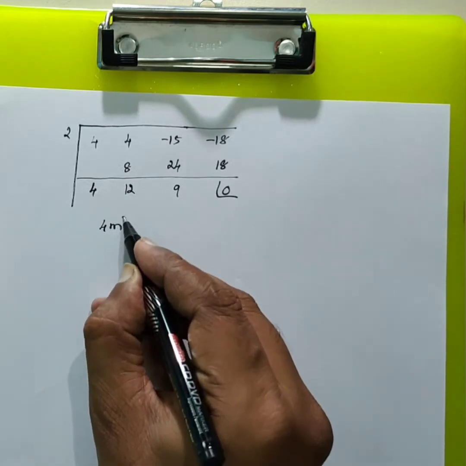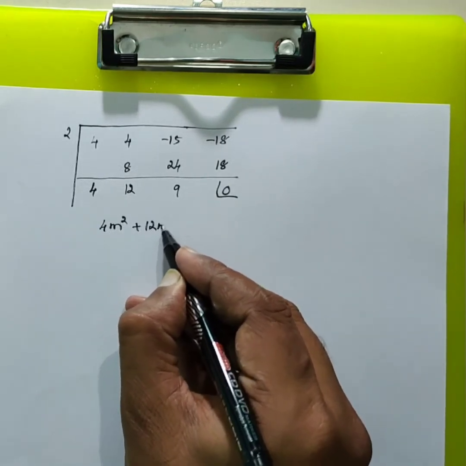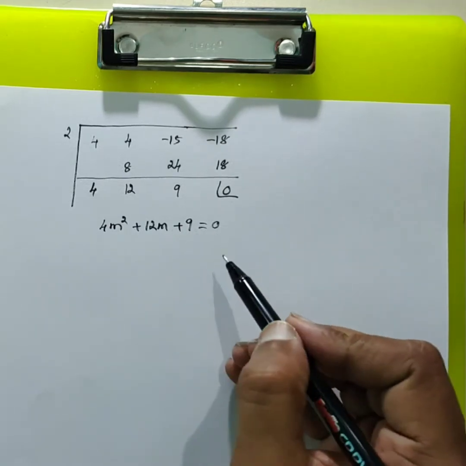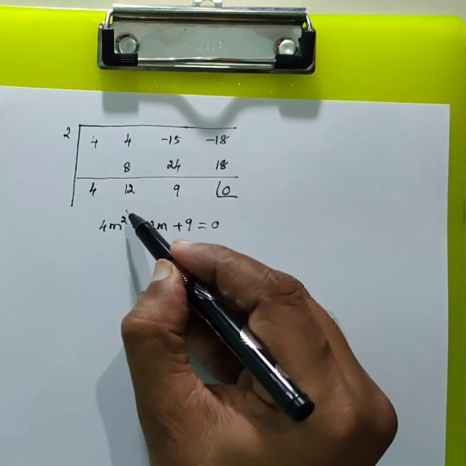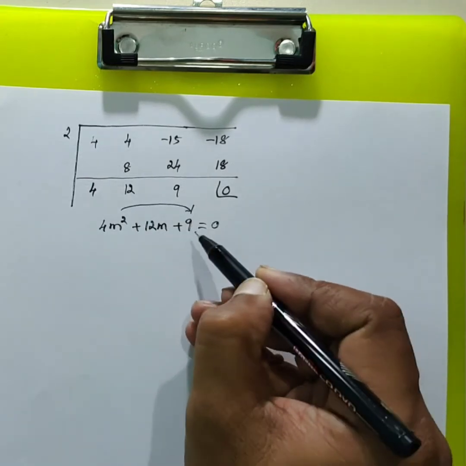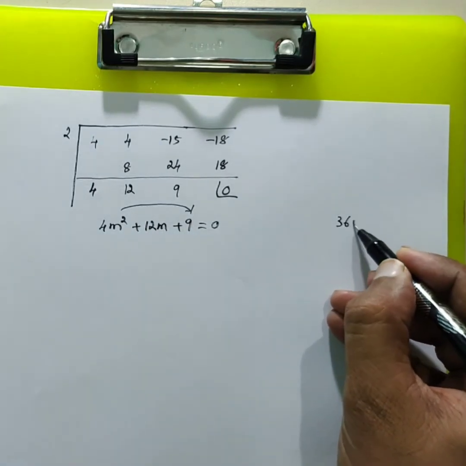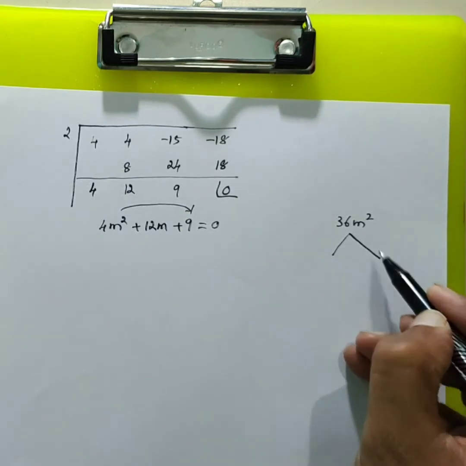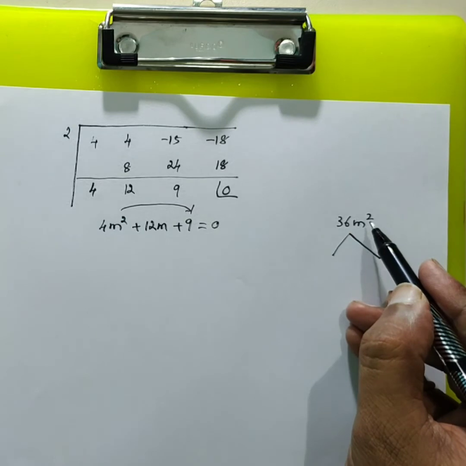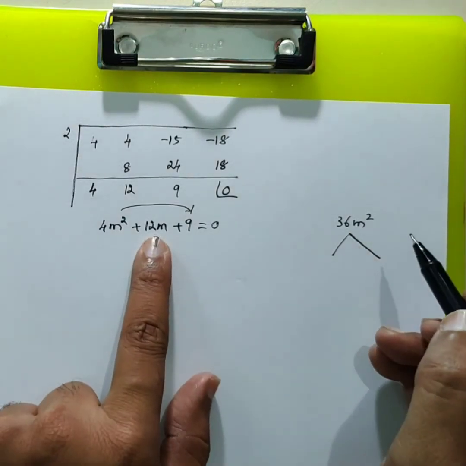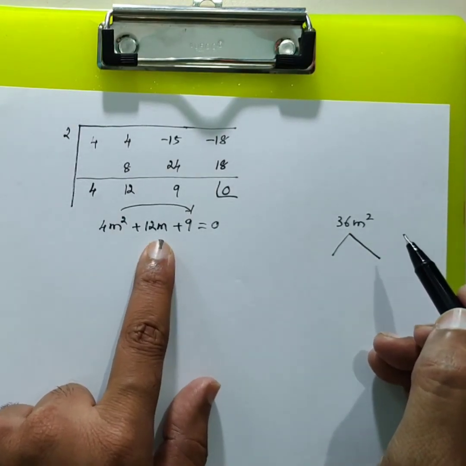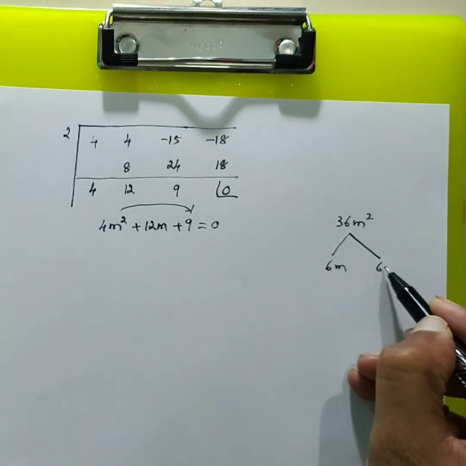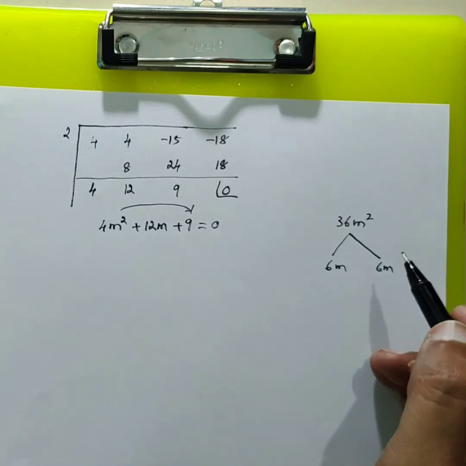This becomes 4m square plus 12m plus 9 is equal to 0. So we need to factorize this one. So if you try to take the first and the last term, 9 times 4 will be 36. So 36m square. So you have to take two terms such that if you multiply, you get 36m square, and if you add, you get 12m. So we'll be taking 6 times 6 is 36. So 6m plus 6m will be 12m. So those will be the factors.